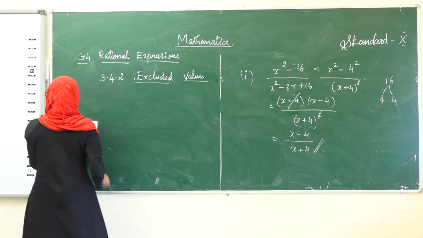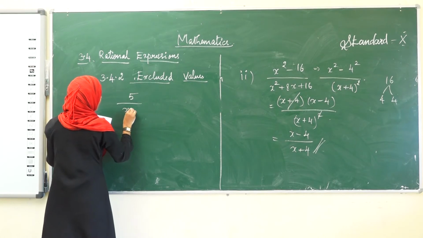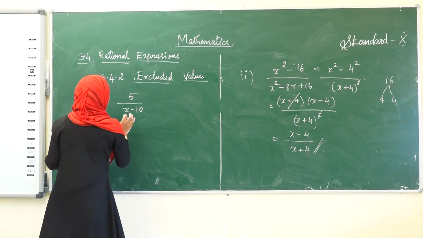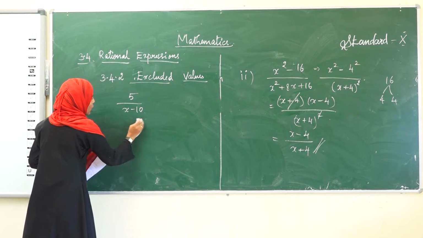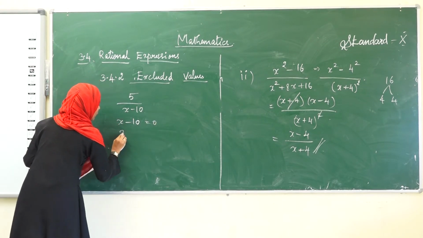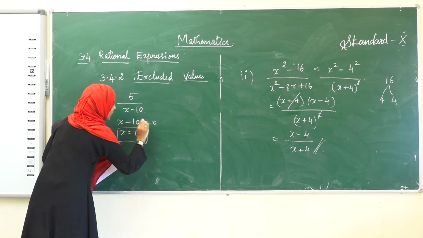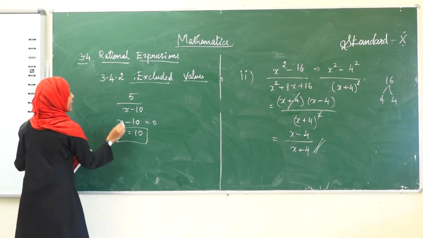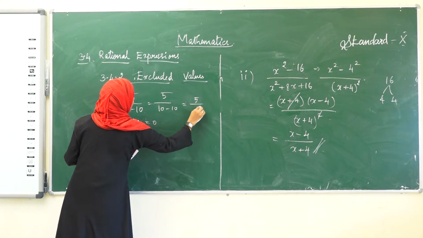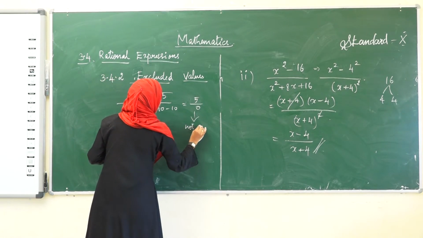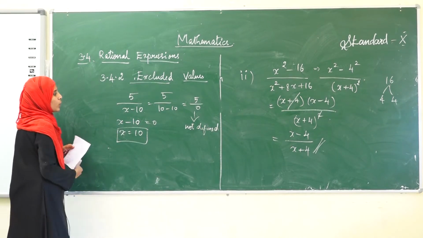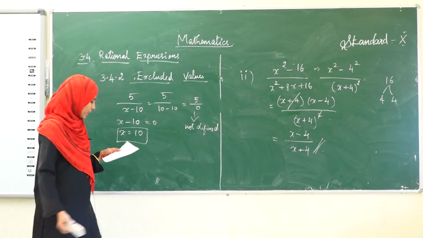See the example that has been given in your book, 5 divided by x minus 10. This is a rational expression, so we have to find the excluded value. That means we take the denominator alone, x minus 10, and equate this to 0. Therefore, the value of x is equal to 10. This is the excluded value. When we substitute this 10 here, what do we get? 5 divided by 10 minus 10, which is equal to 5 divided by 0, which is not defined. The value that makes the rational expression not defined is said to be the excluded value. Therefore, here 10 is the excluded value.